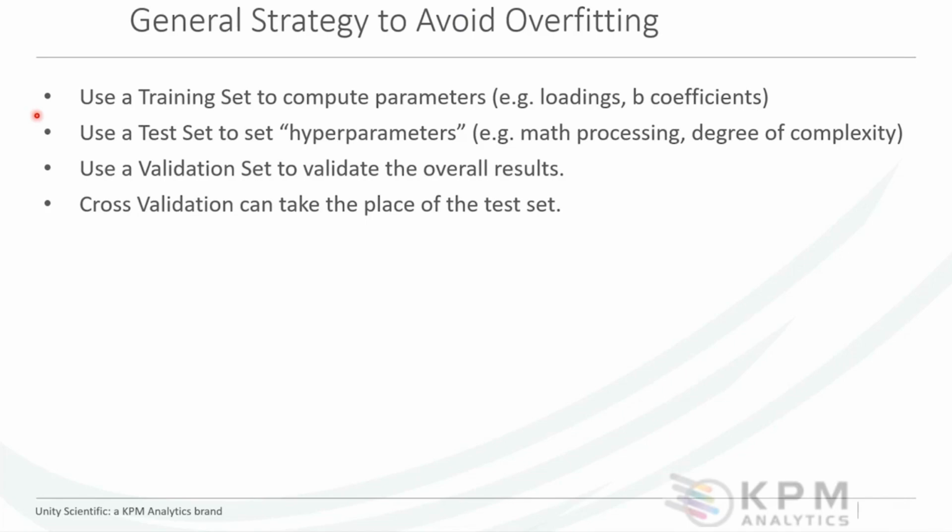So we will use the training set to set up our principal components, to set up our eigenvectors, and then to compute our eigenvalues for the various samples. We'll then use a test set to set what's called hyperparameters. So these are small little parameters that determine how we are going to evaluate our data.